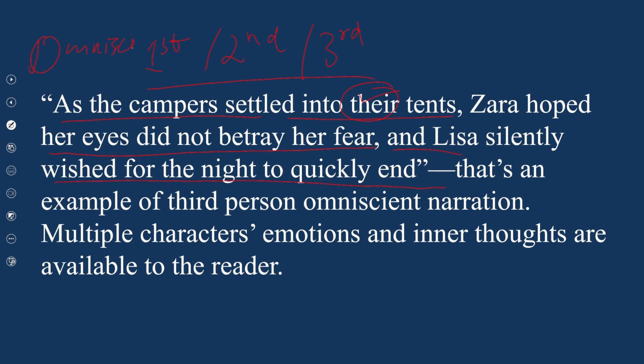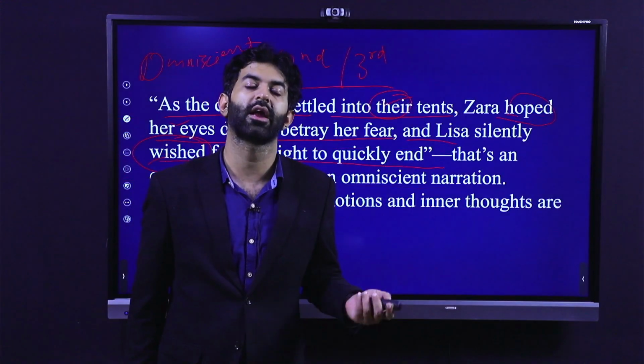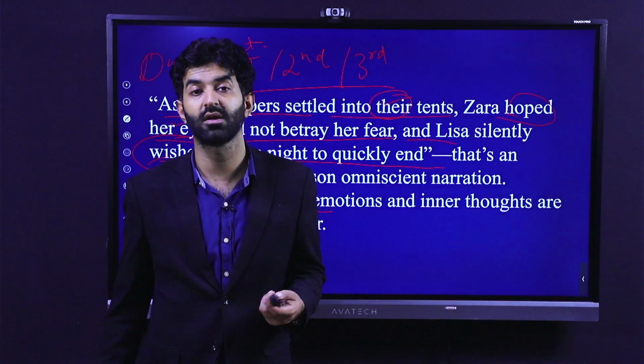Why? Because the narrator is revealing the inner thoughts. Her eyes did not betray her fear. Zara hoped, which is an abstract thing and a very personal thing. Lisa silently wished for the night to quickly end. That's an example of a third person omniscient narration. Multiple characters' emotions and inner thoughts are available to the reader, and you can get into the head, into the feelings and emotions of all the characters that the narrator is narrating to you.